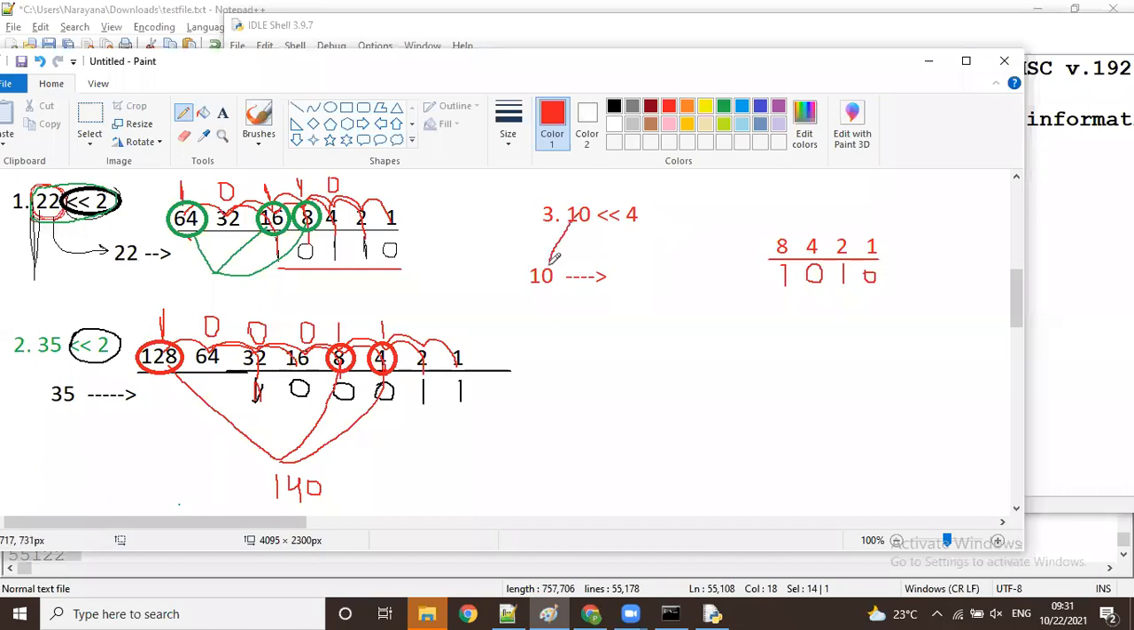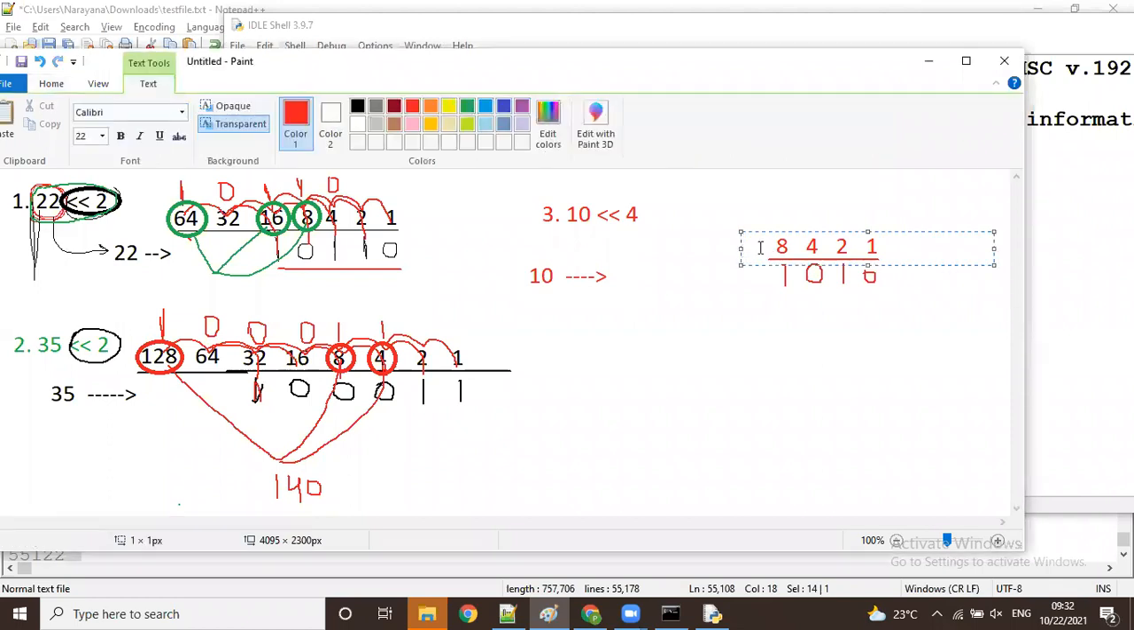Now this 10, next left shift 4 is there. Left shift 4, right? That means each value will move 4 places, guys. Means I'll take the next 4 values. Tell me now, what are the next 4 values after 8? Take 16, guys. 32, then 64, then 128.